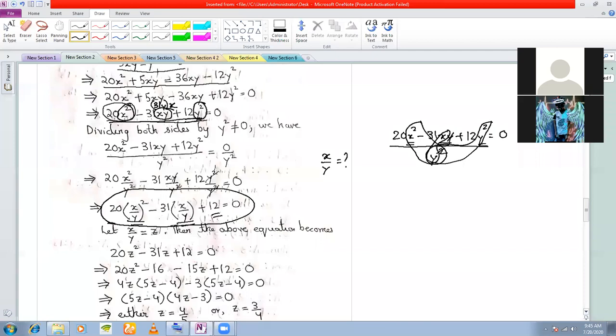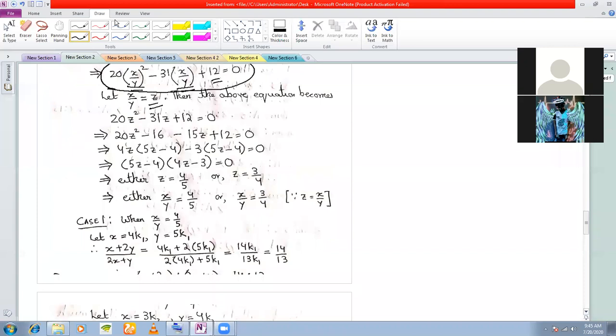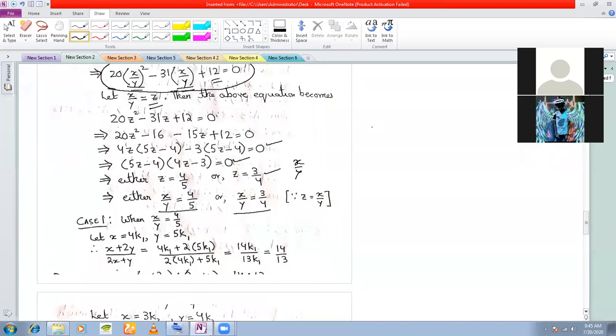So I assume x by y say is equal to z. So now this becomes a quadratic in z. Okay. So I solve this quadratic to get z because z was x by y. So therefore, I get either x by y is equal to this or x by y is equal to this. Now, once I get x by y is equal to this, now I can find my desired value of x plus 2y by 2x plus y. How? I can take x by y is equal to k.